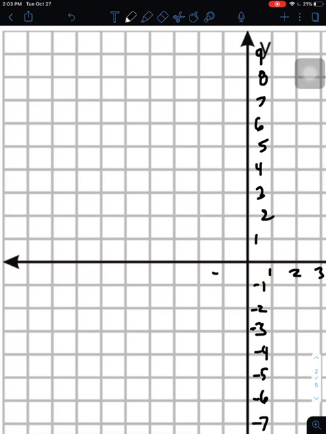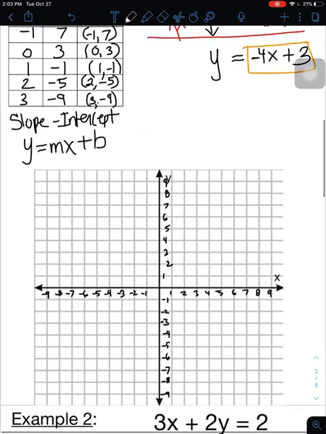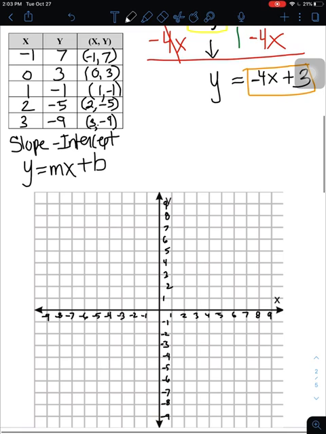And my negatives on this side as well. Okay, so now I'm ready to plot my numbers. I'm starting with negative 1 comma 7, so I'm going to go on my x-axis to negative 1 and then up 7.